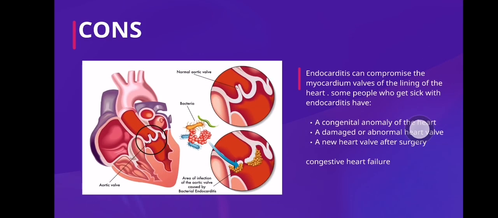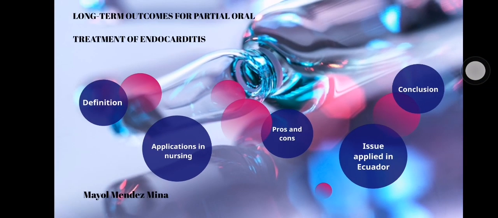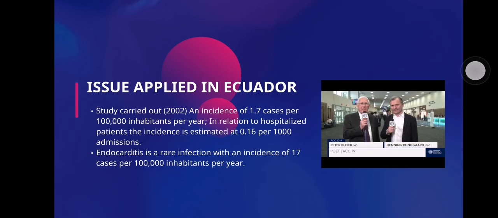Endocarditis can compromise the valves and the lining of the heart. Some people with endocarditis have a congenital anomaly of the heart, and damaged or abnormal heart valves. A new heart valve often suggests congestive heart failure.